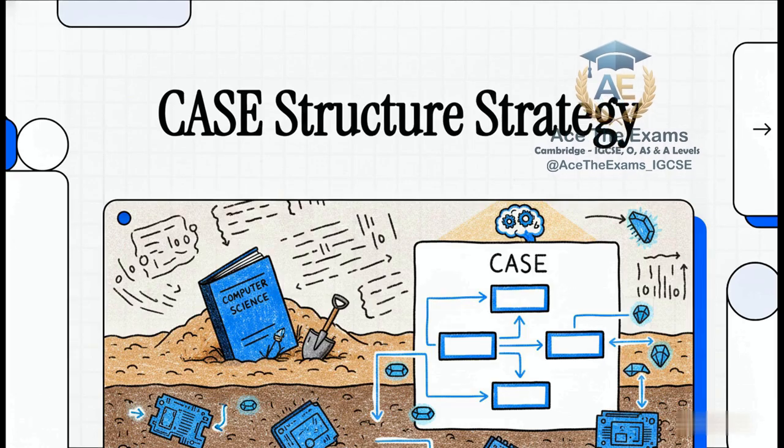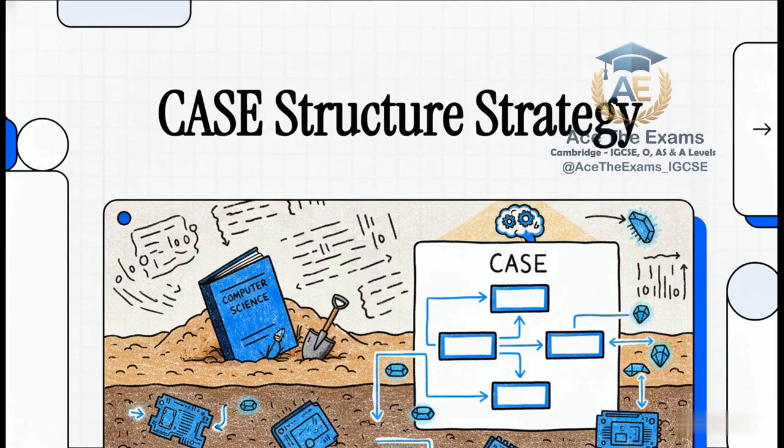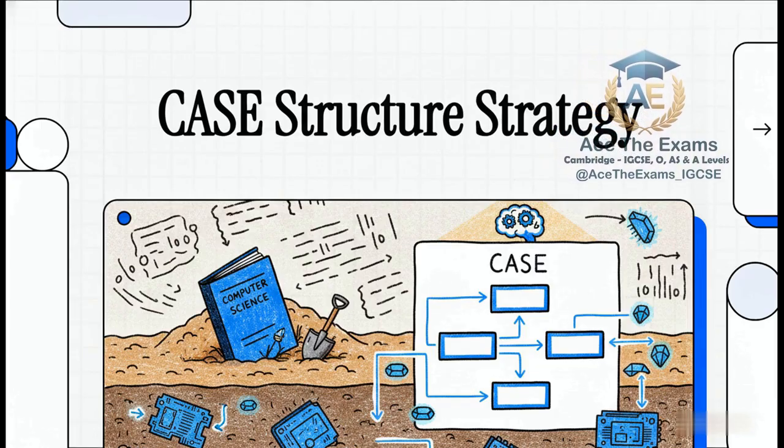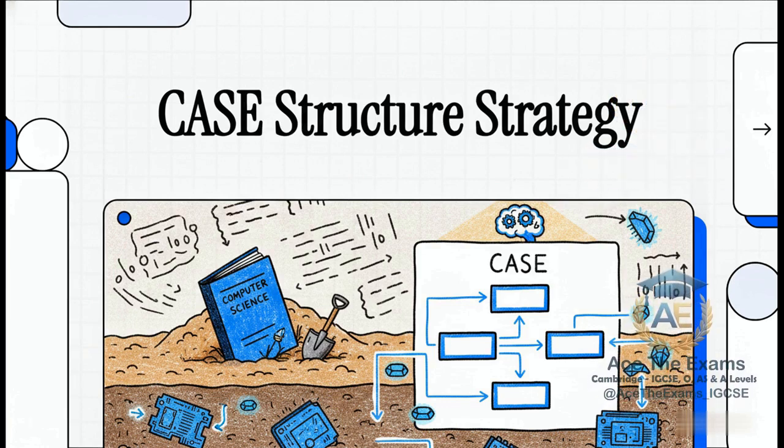Whether you are building your foundations in the core IGCSE syllabus codes, 0417, 0478, 0983, 0984, or 2210, or you are stepping up to face the ultimate beast, the 9618 AS and A-level paper, there is one specific concept that constantly, and I mean constantly, trips students up. I'm talking about mastering the case structure for multiple selection.